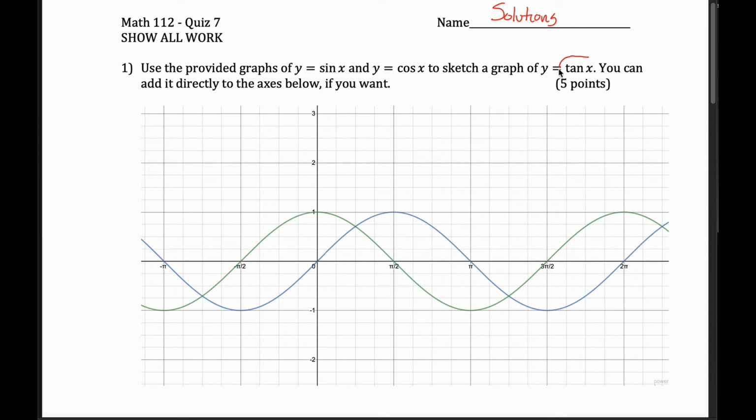tangent of x. And I think the key thing to recognize if you want to come up with this graph is that tangent of x is the same as sine of x over cosine of x. And that knowledge, along with the graphs of sine of x and cosine of x, will be enough for us to come up with this graph.